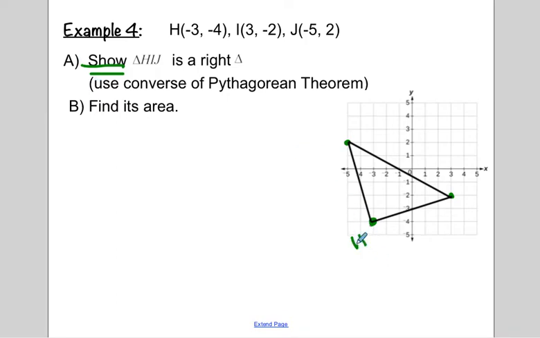I'm going to label my sides: we have H, I, and J. And I'm guessing that this is my right angle, most likely by the looks of it, but I'm not 100% sure. So what I have to do is find the distance, or the length, of each one of these sides of the triangle, and then plug that into the Pythagorean theorem. So I'm just going to label my points.